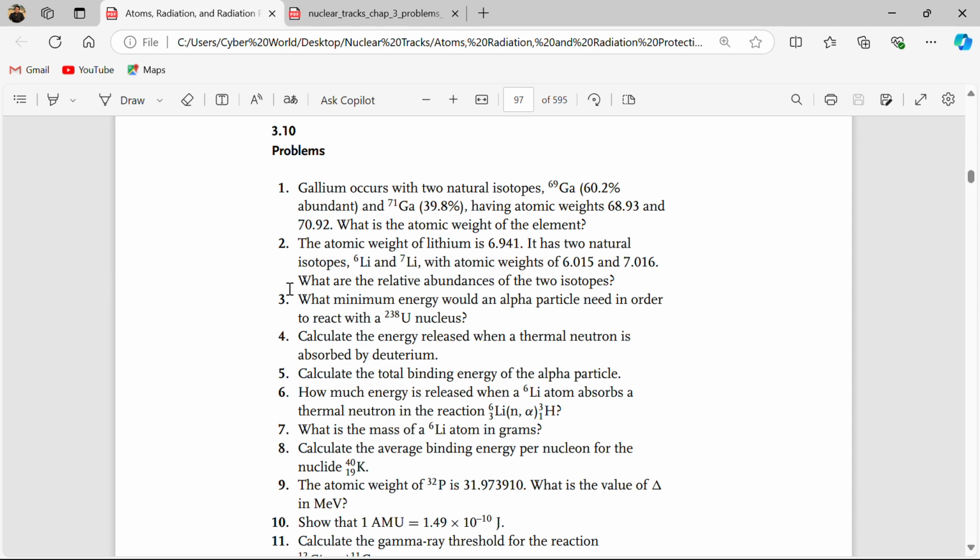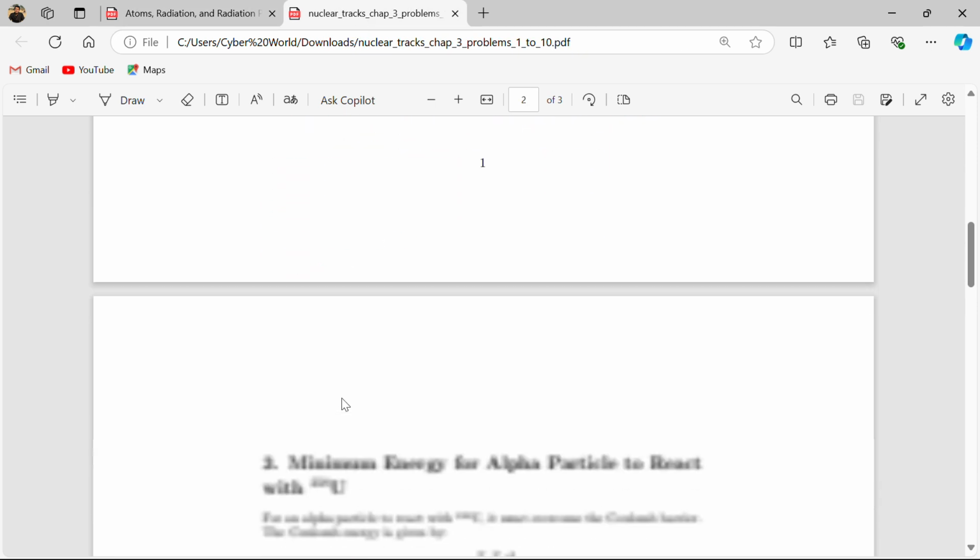So our third problem is: what minimum energy would an alpha particle need in order to react with uranium 238 nucleus? So you have to find the minimum amount of energy that an alpha particle needs to react with uranium 238. For that, you have to react your alpha particle with uranium, and the amount of energy the alpha particle needs to react with uranium is the thing you have to find in this problem. So let's start with the solution.